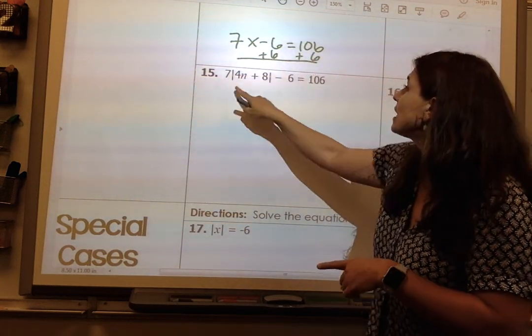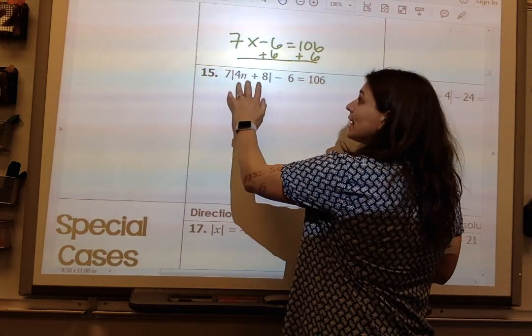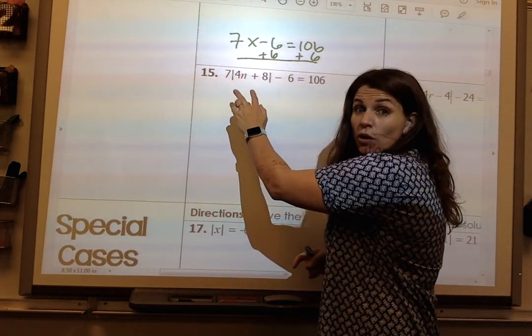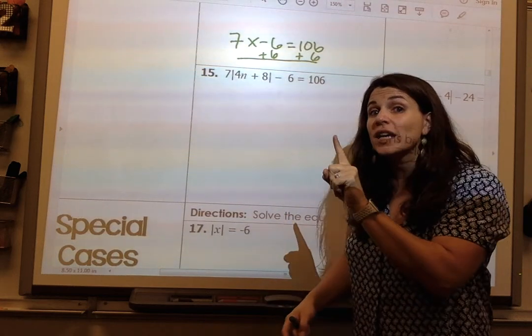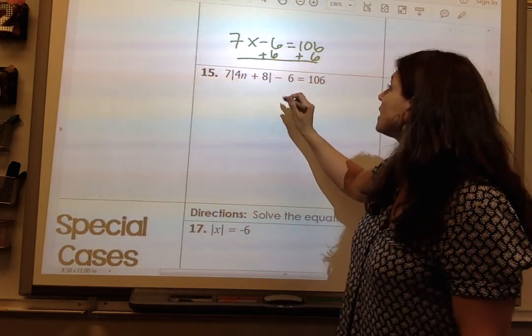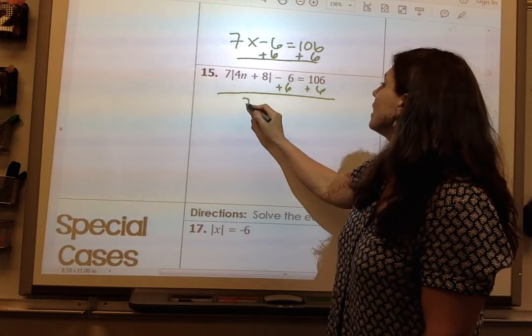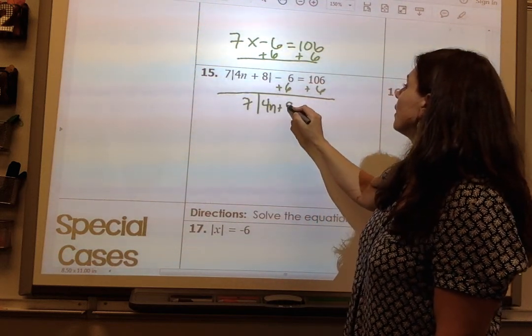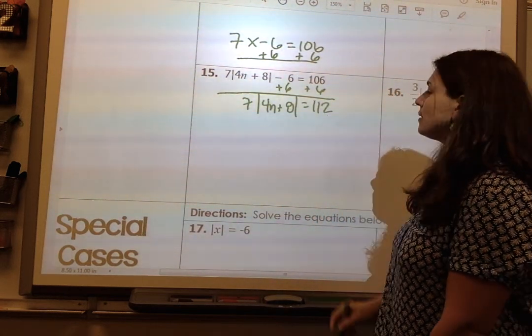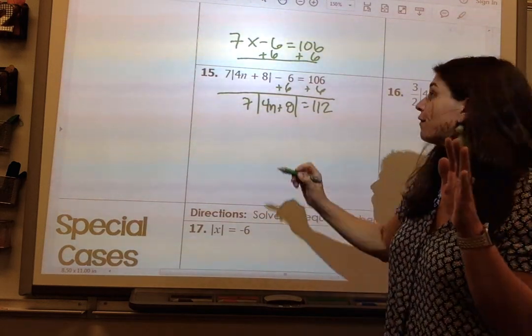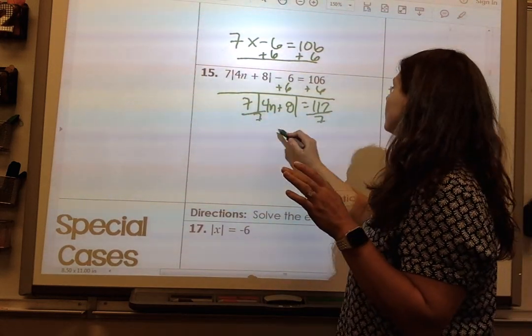So I would do additive inverse by adding 6 up here. It's the same thing down here. I'm trying to isolate this, and it's attached to my coefficient of 7. So the first thing I want to get rid of is this negative 6, and I do that by additive inverse. Add 6 on both sides. And I'm left with this. And now I'm going to divide both sides by 7.